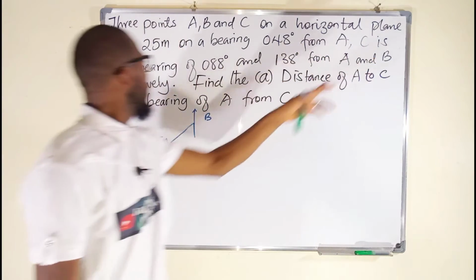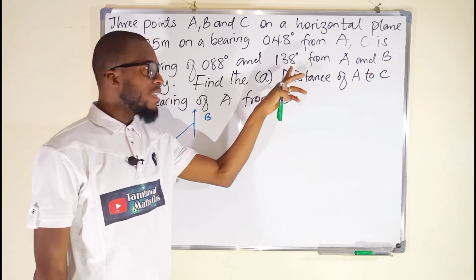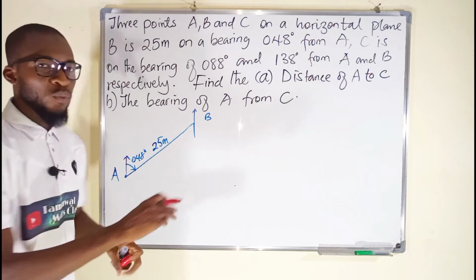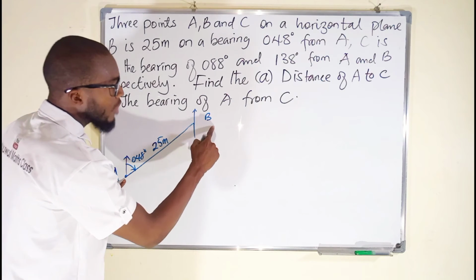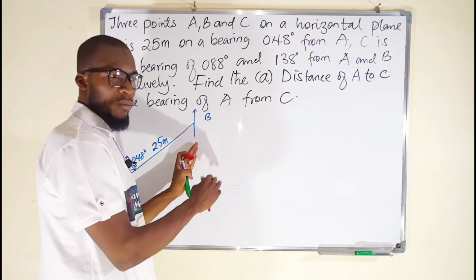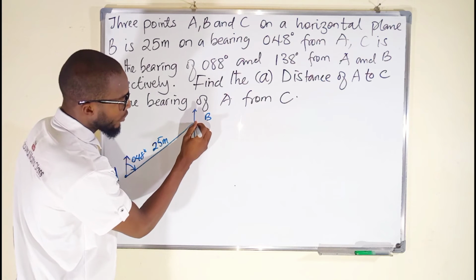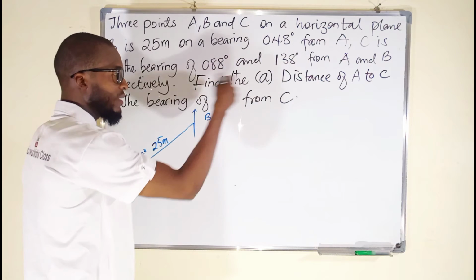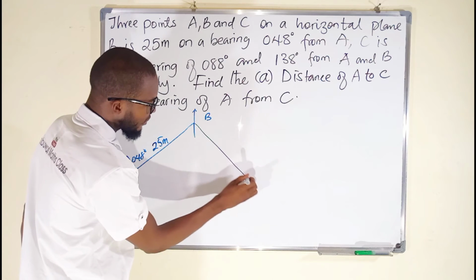It says that C is on a bearing of 88 degrees and 138 degrees from A and B respectively. It means that C is somewhere here which we don't know, but it is on the bearing of 88 from A and 138 from B. So now let us start with that of B because it is a little bit closer. So 138 from B roughly, because you know east of B is going to be 90, but this is 138, it is greater than 90, so it will be roughly somehow like this.